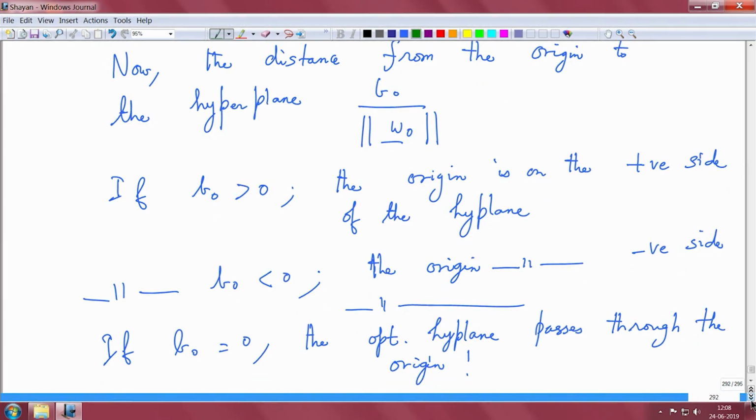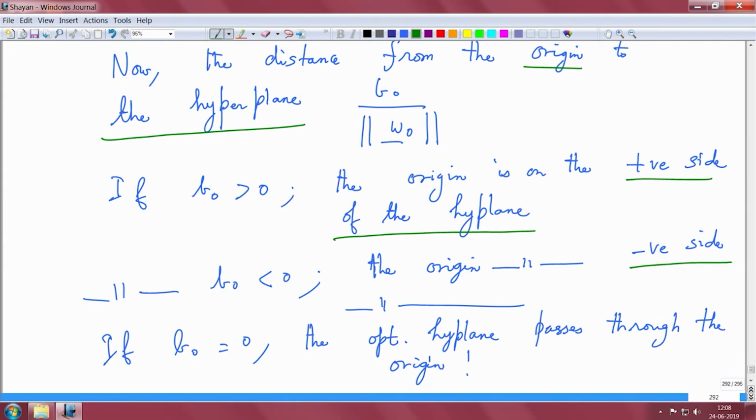Now, the distance from the origin to the hyperplane can be straightforwardly evaluated to be b naught upon norm of W naught. If b naught happens to be greater than 0, then the origin is on the positive side of the hyperplane. If b naught is less than 0, the origin is on the negative side of the hyperplane.